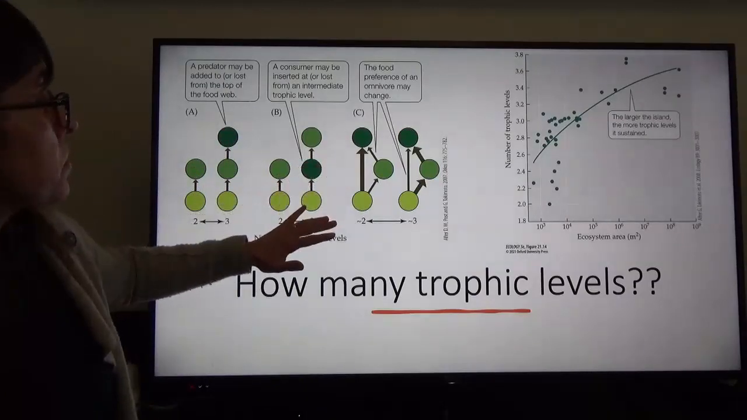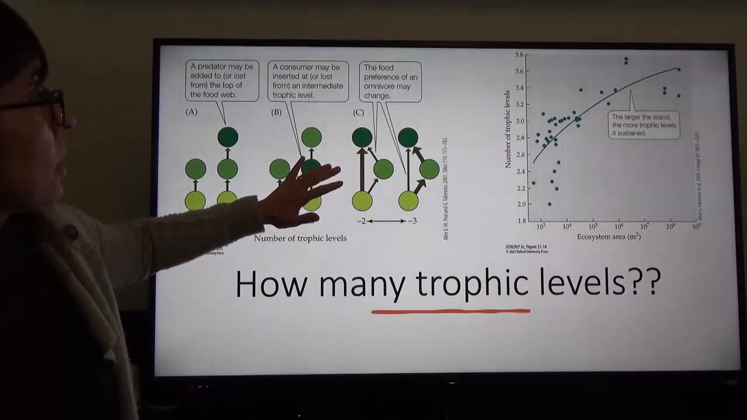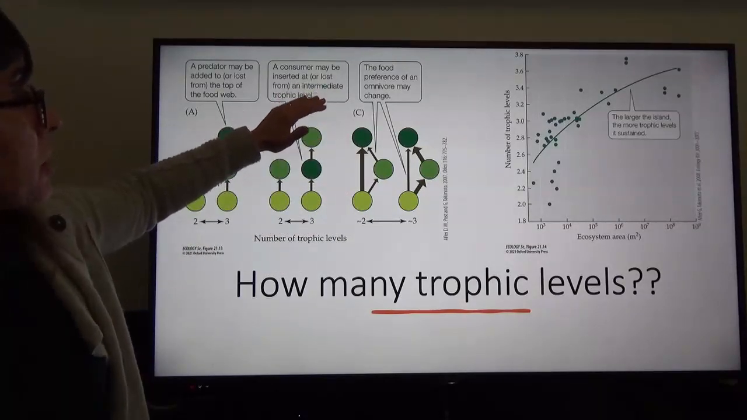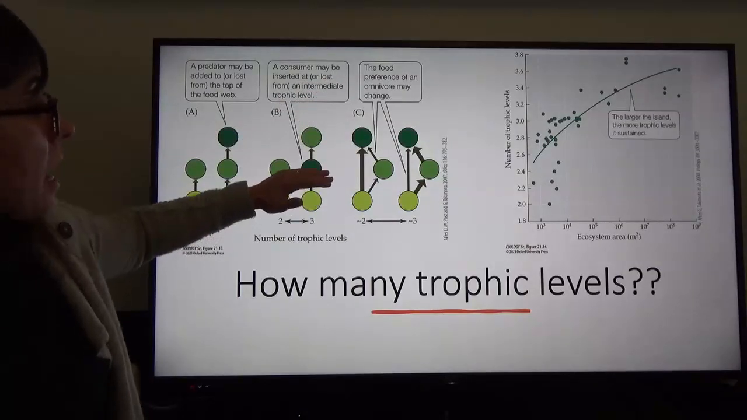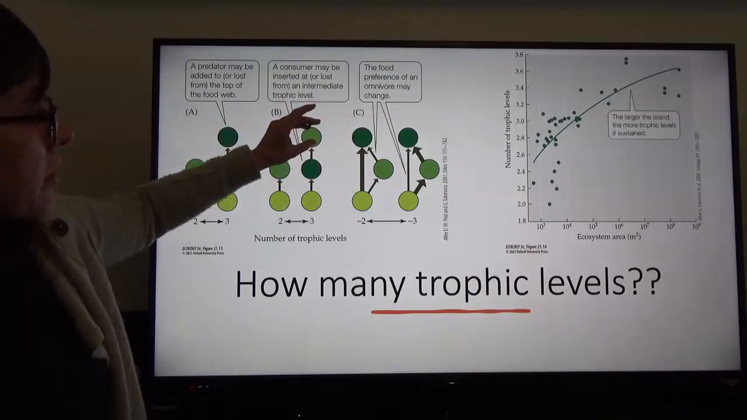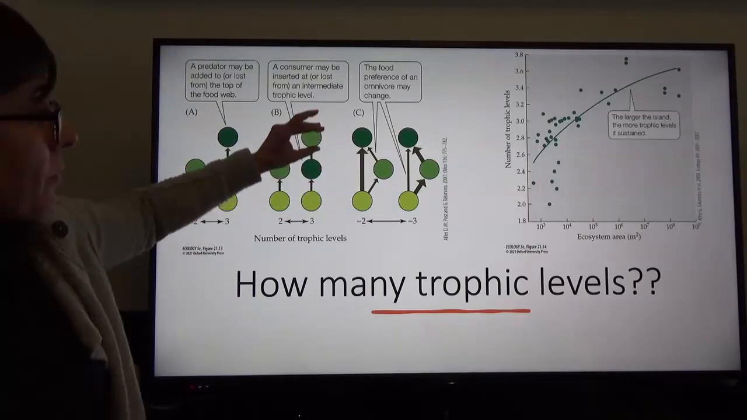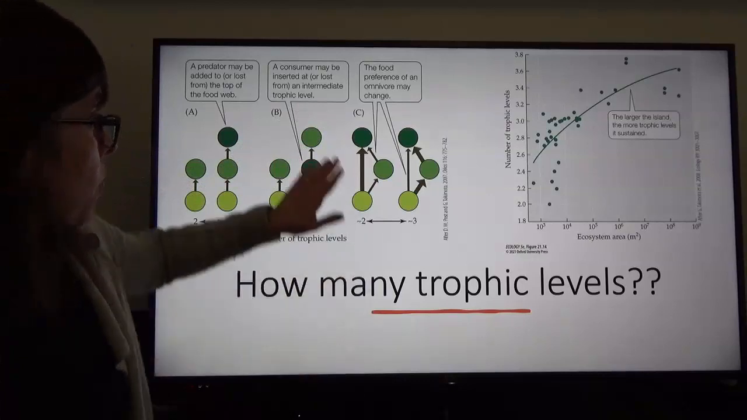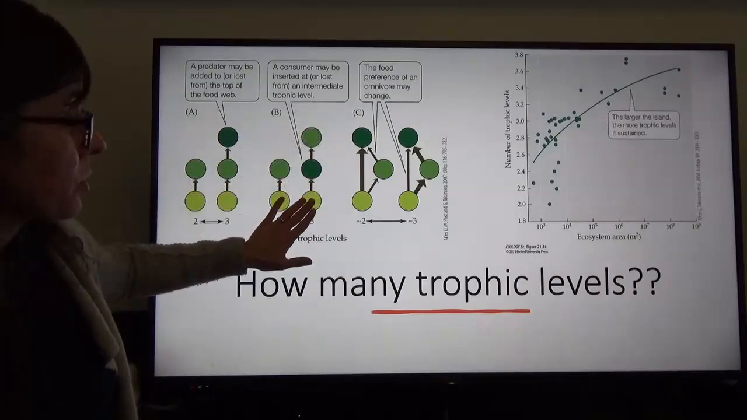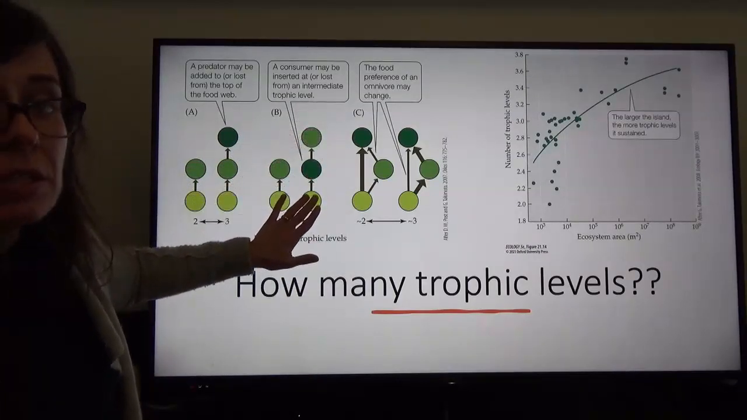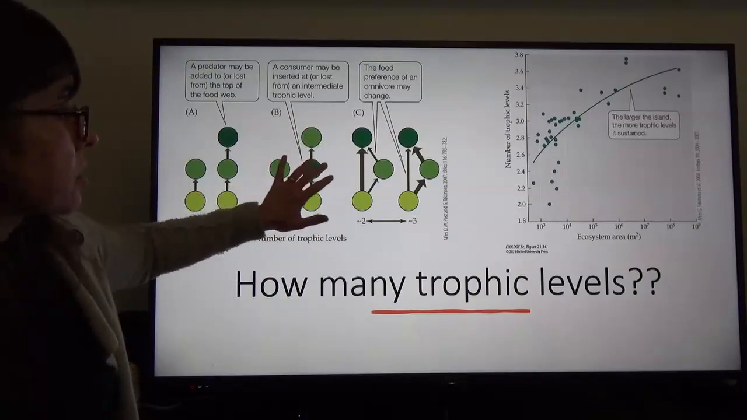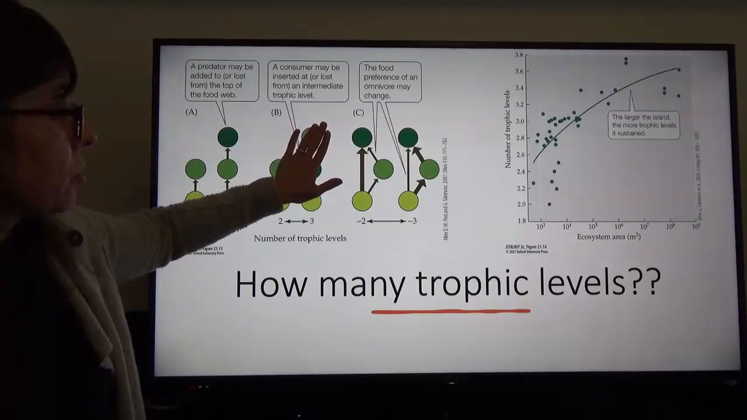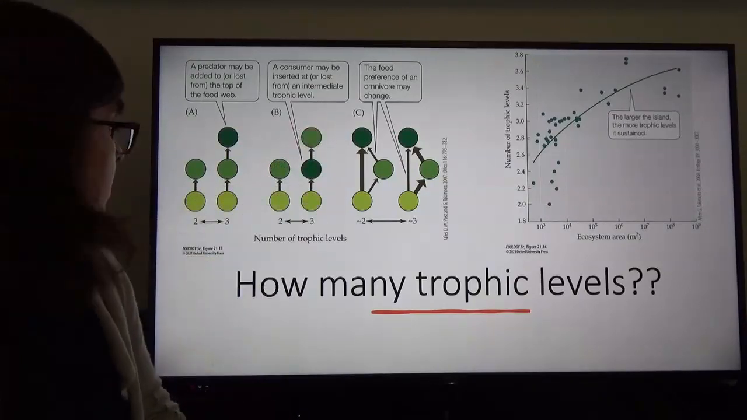You can also lose a consumer. You can lose or gain a consumer from an intermediate trophic level. And whether or not you then lose the level above it is determined by whether this individual can consume the level below it, okay? So in the event you lose a consumer and it's the only consumer that supports this higher trophic level, then you could lose both of them from that system, right?